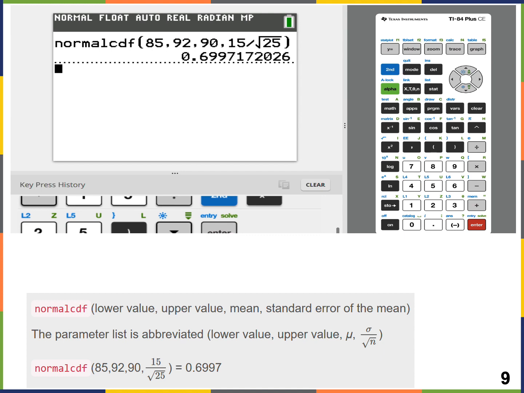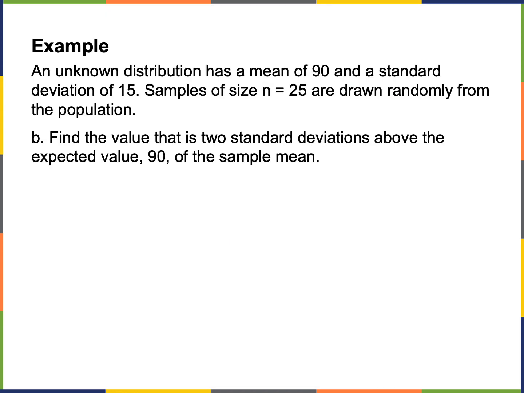And there it is. Okay, so let's see here. Another example that you might find in Newton or in your textbook, let's say we have an unknown distribution with a mean of 90 and a standard deviation of 15, and that samples of size n equals 25 are drawn randomly. It says find the value that is 2 standard deviations above the expected value 90 of the sample mean.